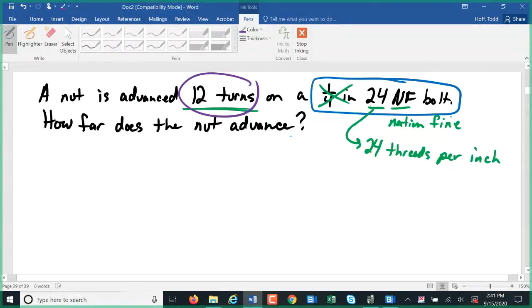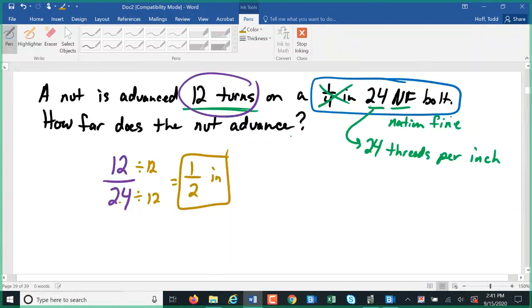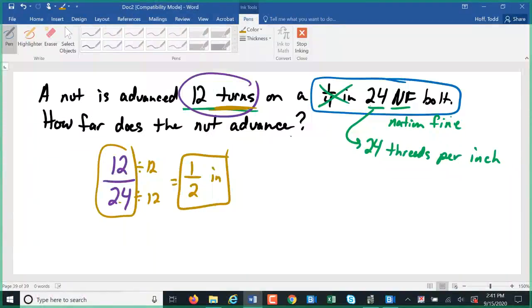So how far has this nut advanced? It has advanced 12 threads or 12 turns out of 24 that makes a whole inch. We can reduce that fraction. Both 12 and 24 can be divided by 12. 12 divided by 12 is 1. 24 divided by 12 is 2. That bolt has gone 1/2 of an inch. I should say that nut has gone 1/2 of an inch. By taking the number of turns of the nut over the number of turns it takes to get a whole inch, we can get a fraction of an inch that nut has moved up that bolt, has advanced on the bolt.